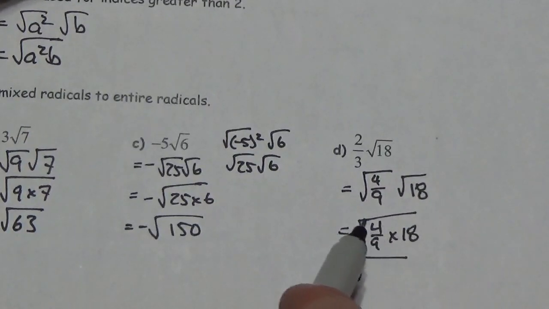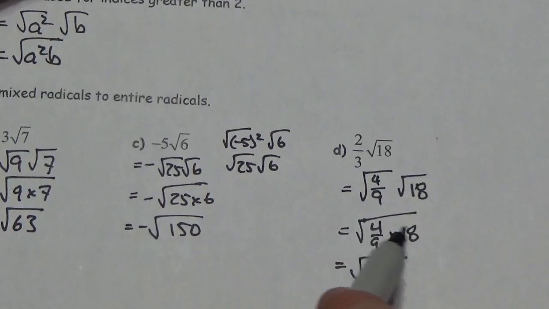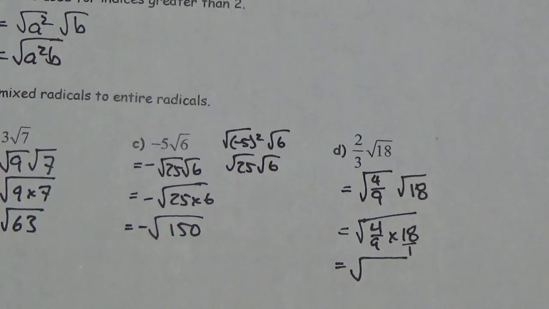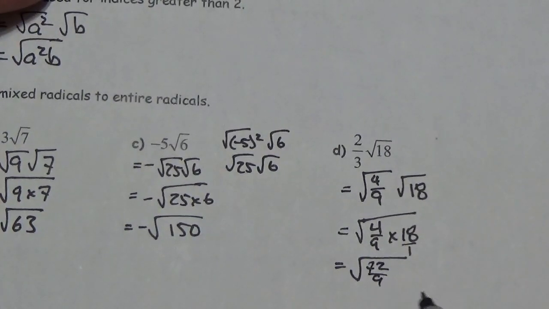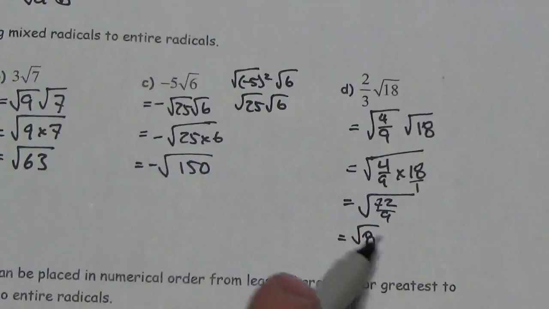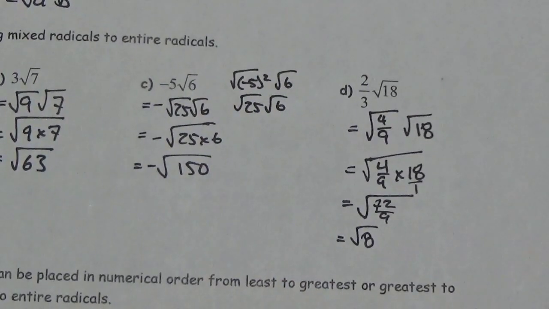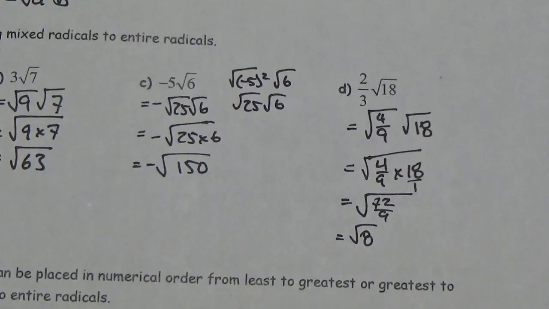Well, 4/9 times 18. Bear in mind that you multiply across the top. So 4 times 18, and then 9 times 1. Because really 18 is just 18 over 1. So 4 times 18 is going to be 72 over 9. Well, hey, 72 divided by 9 is just 8. So that actually just becomes the square root of 8. Because you do want to simplify what's underneath there if you can. And in this case, that was easy enough to do.